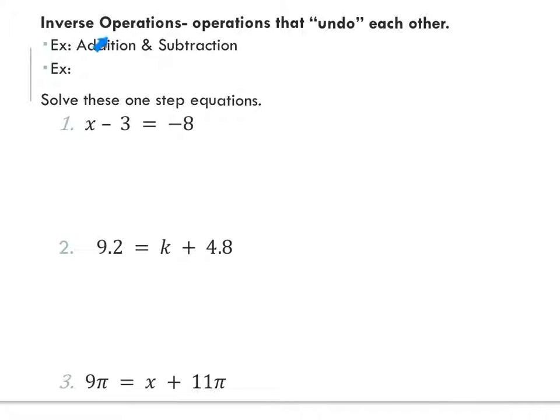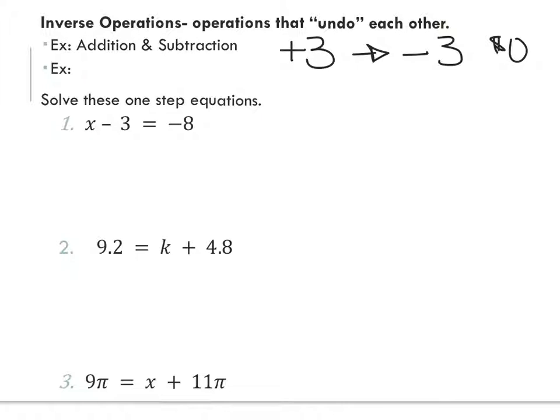Addition and subtraction is one example of inverse operations because they undo each other. If I gave somebody $3, or added $3 in their hand, the opposite of that, to undo that operation, would be taking away or subtracting the $3 from that person. Now they have $0. So that's what an inverse operation is.